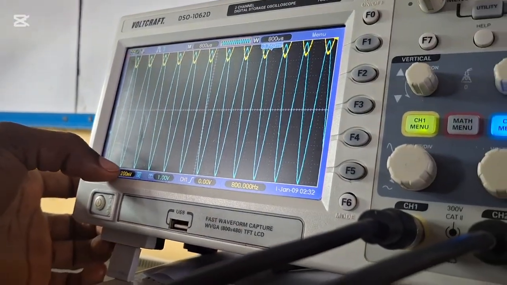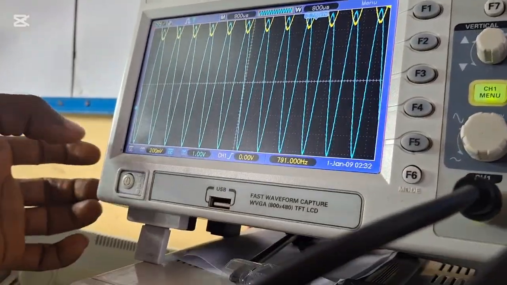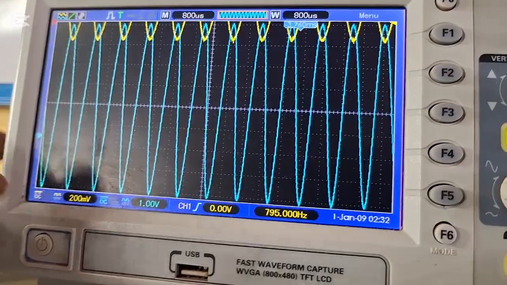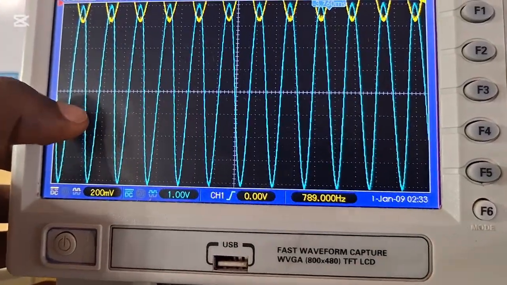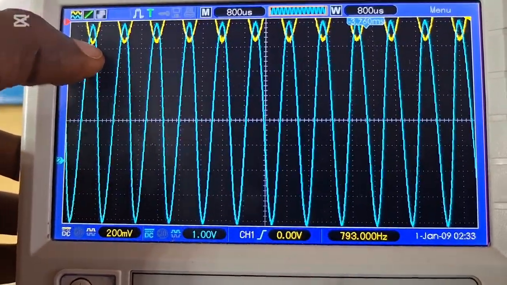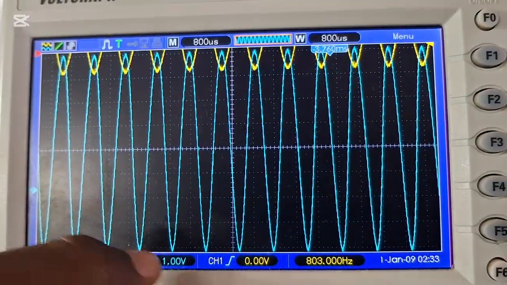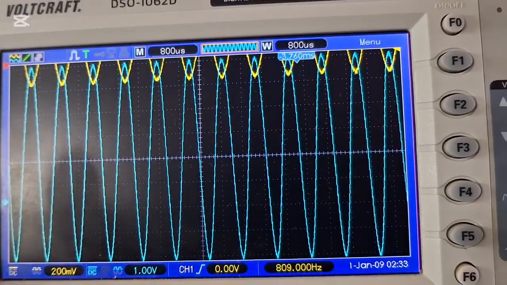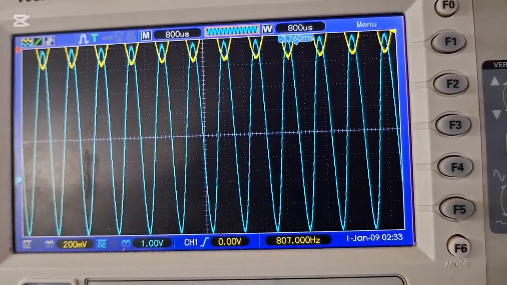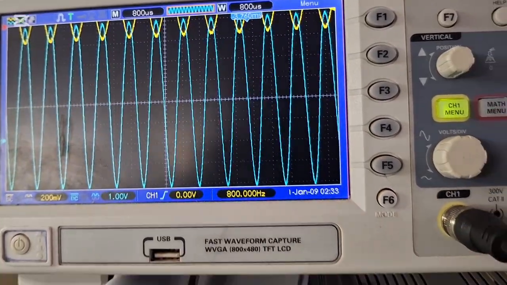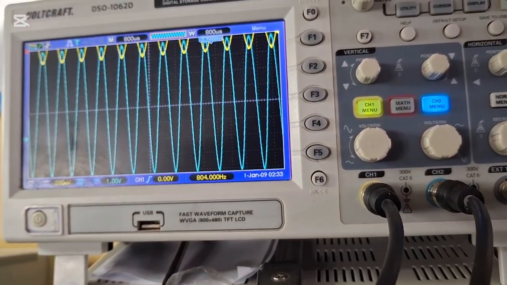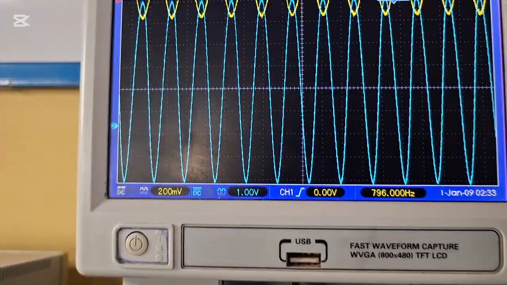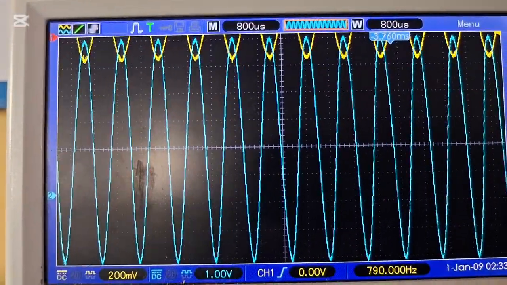And let's see the number of divisions or centimeters that the waveform has covered from top to bottom. We have 1, 2, 3, 4, 5, 6, 7, and 8. That is 8 centimeters multiplied by 1, that is 8 volts. So for an input voltage of 0.4 volts, we are having an output voltage of 8 volts. That is very, very large.